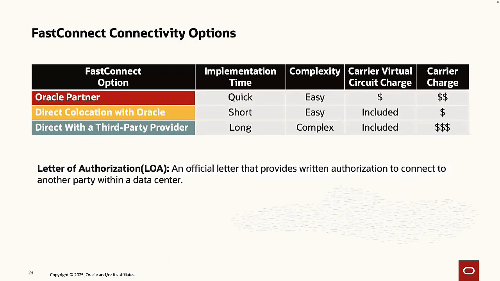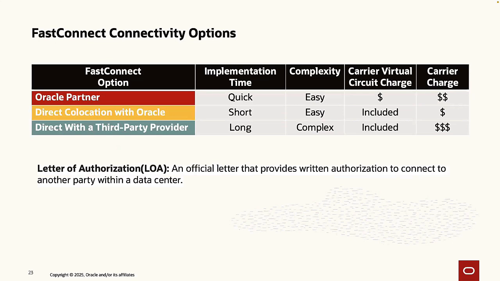So which FastConnect options would take more implementation time, and how complex or easy it is, is what is being discussed here. With Oracle Partner, the implementation is pretty quick and it is easy to establish. It does not have a complex setup and it is easy to establish the connection. Moving on with colocation, the time is short and it is easy to establish.